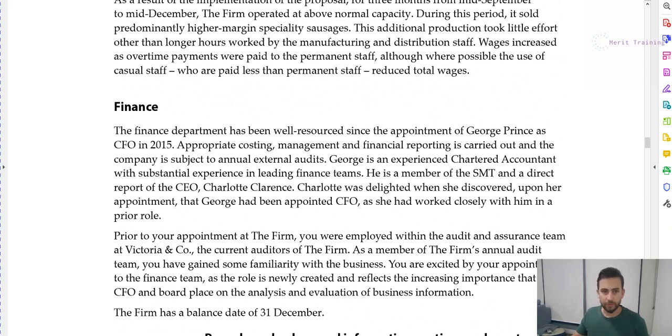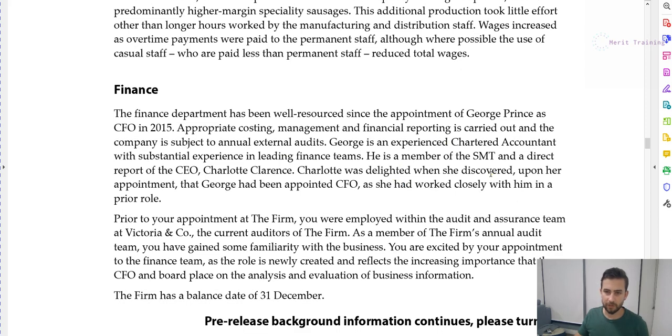Alright, so the next point is around finance. The finance department has been well resourced since the appointment of George Prince as CFO in 2015. Appropriate costing, management, and financial reporting is carried out in the company, subject to external audits. George is a CA with substantial experience in leading finance teams. He is a member of the SMT and a direct report of the CEO, Charlotte Clarence. Charlotte was delighted when she discovered upon her appointment that George had been appointed CFO and she had worked closely with him in a prior role.